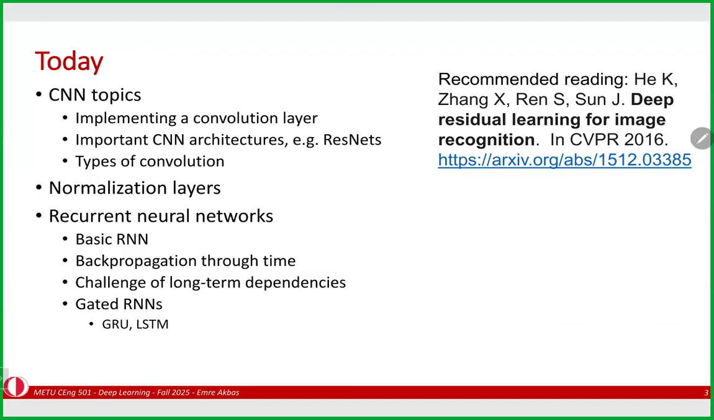We will talk about how to implement a convolutional layer efficiently. We will look at important CNN architectures, for example, ResNets. And then we will look at types of convolution. There are different types of convolution operations. We will also look at normalization layers, such as batch normalization, group normalization, instance normalization, and so on.